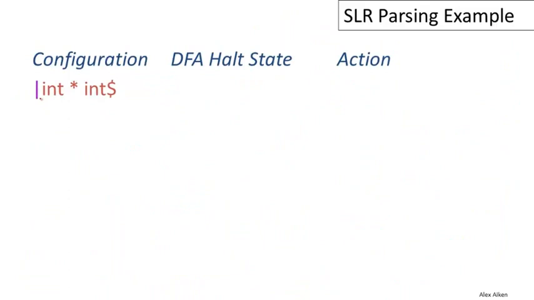So let's take a look at what happens when we parse the input int times int. And just to review, we've appended a $ sign here to the end to indicate where the end of the input occurs. That's just an end of input marker. And because this is the beginning of the parse, we haven't seen any input yet, and so the vertical bar is all the way at the left-hand side of the input.